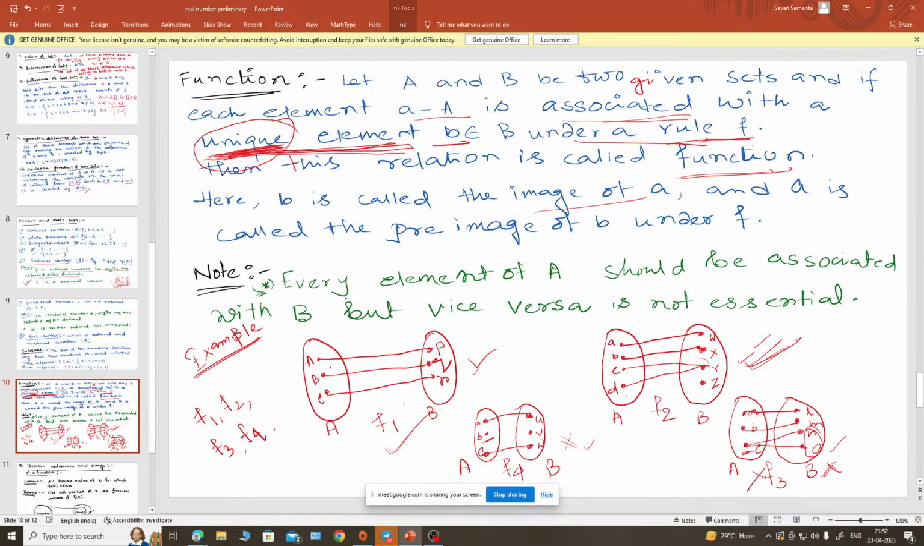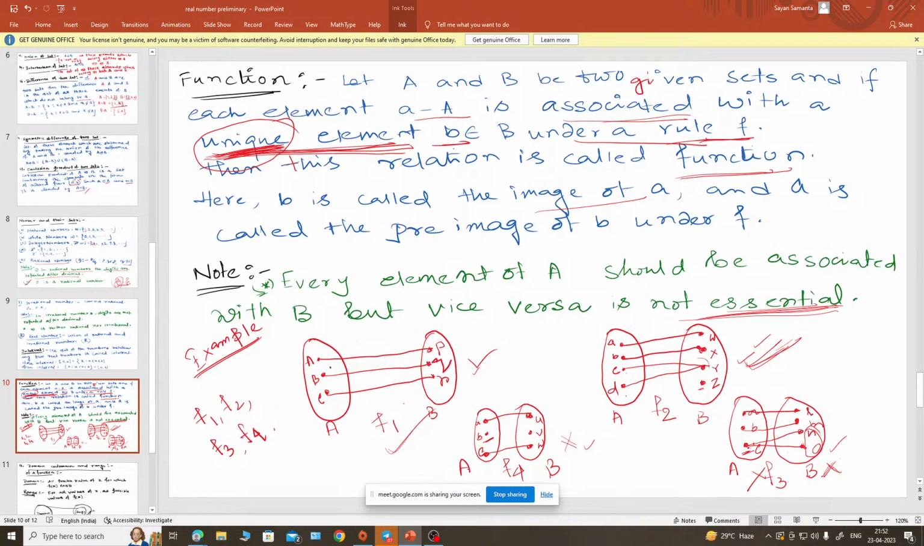Everyone write this note. Every element of A should be associated with B, but vice versa is not essential. That means every element should be associated with B. C is associated to Y, D is associated to Y, but this is okay. But here we see that one element is associated with more than one, so this is not a function.